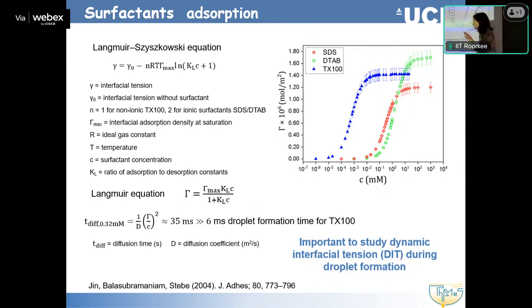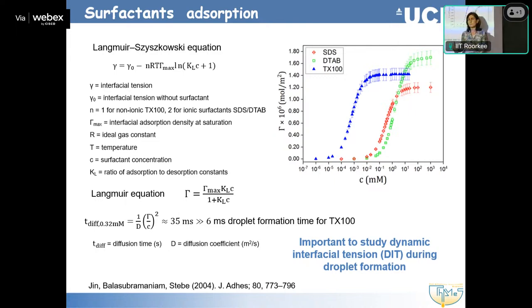So, a very quick back-of-the-envelope calculation, just to get some idea of the time scales I was telling you about before. For example, for the Triton surfactant, TX100, the droplet formation time, in some conditions, is 6 milliseconds. We can calculate the diffusion of the surfactant to get to the surface concentration. This is a correlation you can find in the literature, and it gives that much. There are some assumptions, and there are some numbers there.